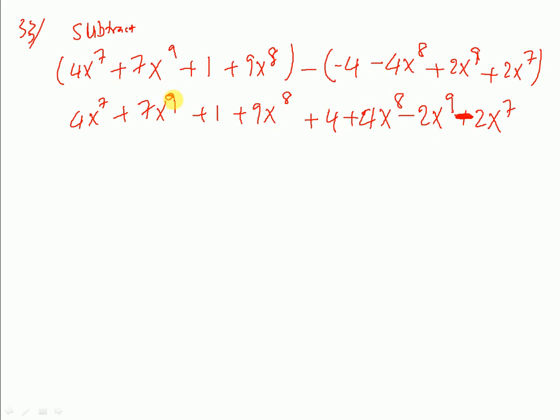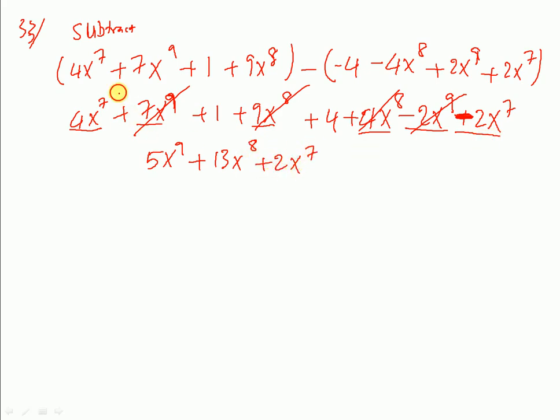The highest power is the 9th power. I have 7 and minus 2. That gives me 5x to the 9. So I take care of this term. The next one is the 8th power. So I have 9 plus 4. I got 13x to the 8. So I cancel the term. The next one is 7. I have 4 minus 2. I got plus 2x to the 7. I take care of this term. And the remaining term is 1 plus 4. That gives me 5. So that should be the answer.